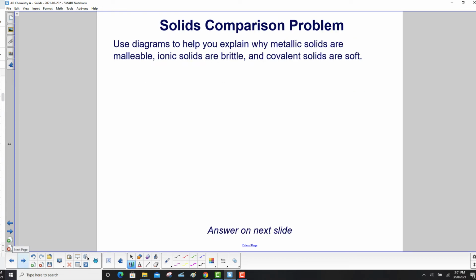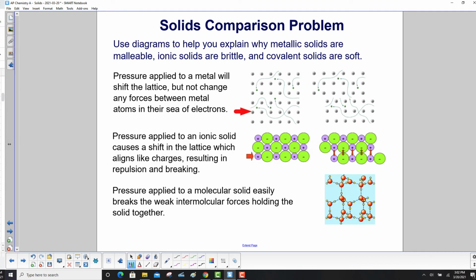Use diagrams to help you explain why metallic solids are malleable, ionic solids are brittle, and covalent solids are soft. In each case, we're going to apply pressure to the metallic solid, to the ionic solid, and the covalent solid. When you apply pressure to a metal, it will shift the lattice, but not change any forces between metal atoms and their sea of electrons. So they will be very malleable.